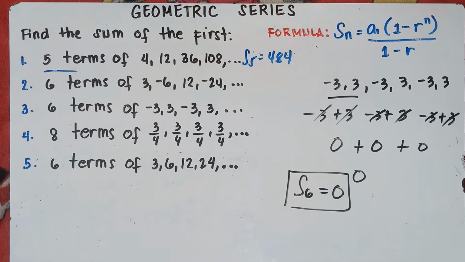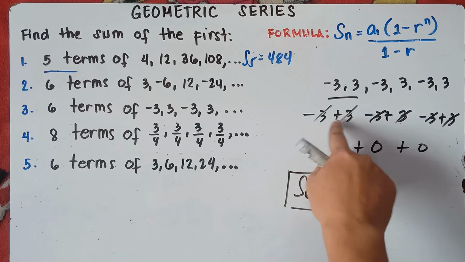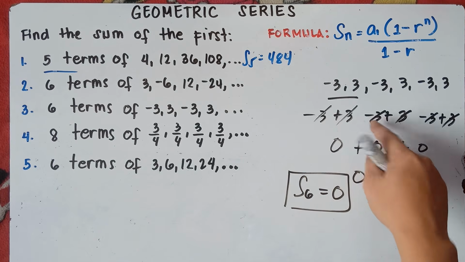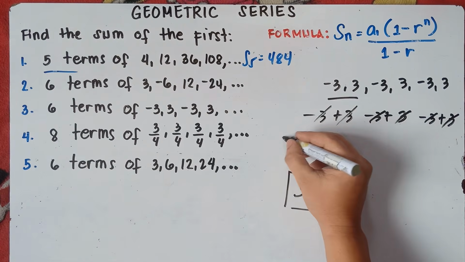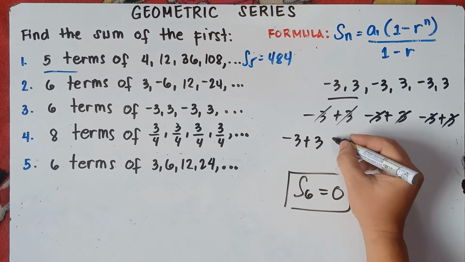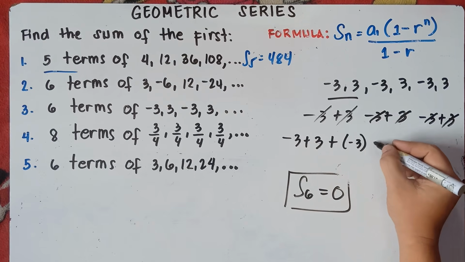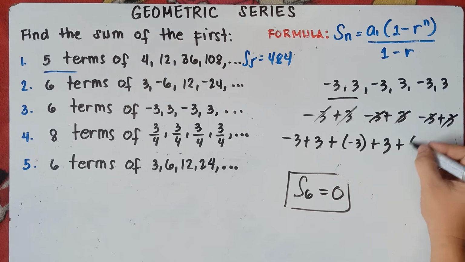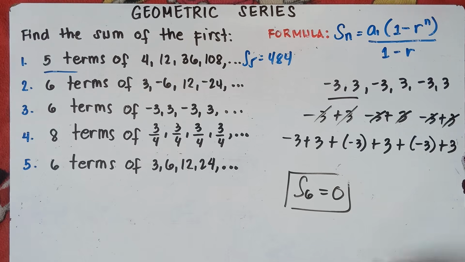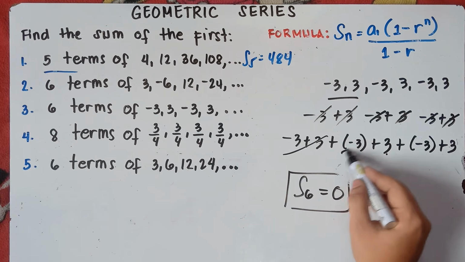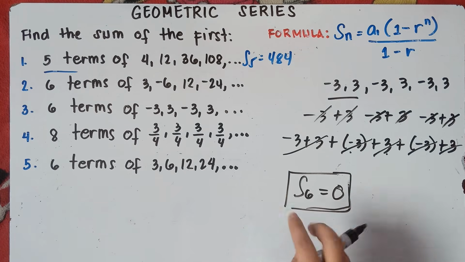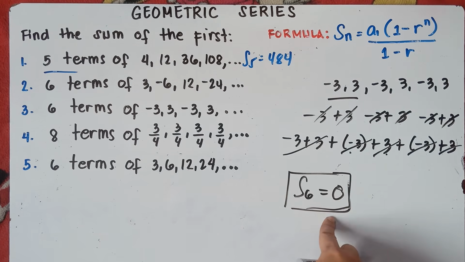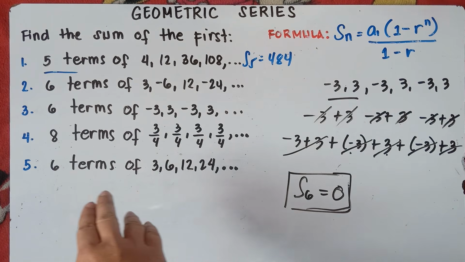Because if you do it manually, class, you will get 0. Negative 3 plus 3 equals 0, plus negative 3 plus 3, plus another negative 3 plus 3. So you can cancel this out because negative 3 plus 3 is 0, and you can cancel this out. So not using the equation, class, you know that the sum will be 0. So that's how you answer number 3 and 4.